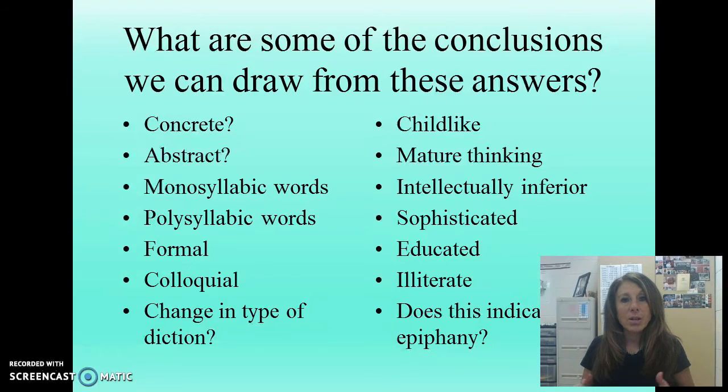Formal words tend to show educated people. Colloquial words show more illiterate people. Colloquial meaning those simple, conversational, slangy type words. And if there's a change in the type of diction, does that indicate that maybe there was an epiphany by a character, like, oh, I get it all now? And so now they're speaking a little bit differently because there's been a change in their thought process, how they're thinking, how they view things.